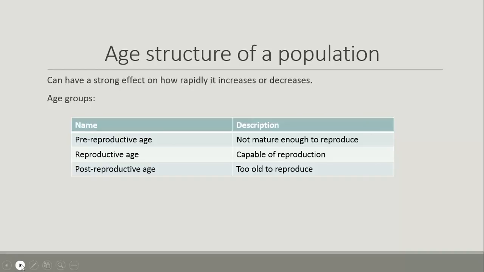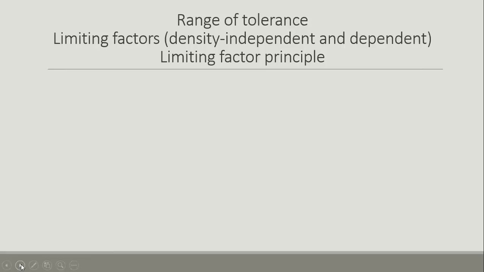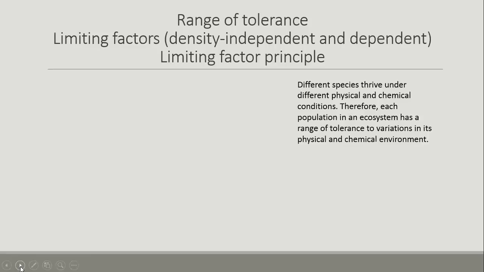So taking a look at a range of tolerance, and things that can limit the size of a population. There are certainly factors in each habitat or ecosystem that can put a limit on how quickly a population can grow. Obviously, different species are going to thrive under different conditions. So there is a range of tolerance to variations in its physical and chemical environment that is there for every single population.